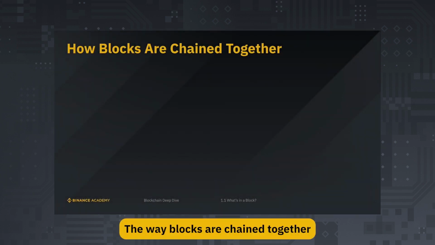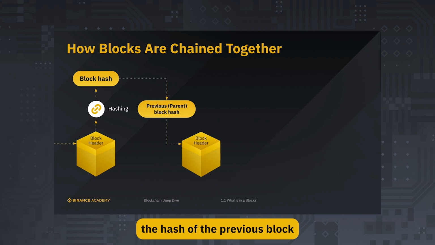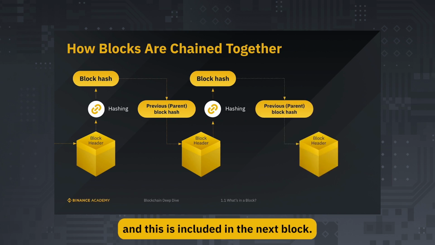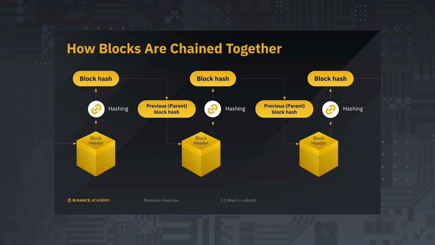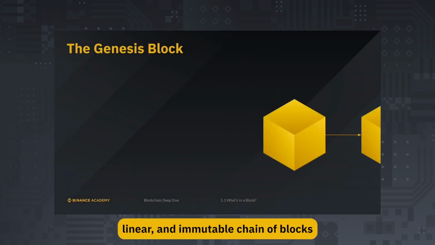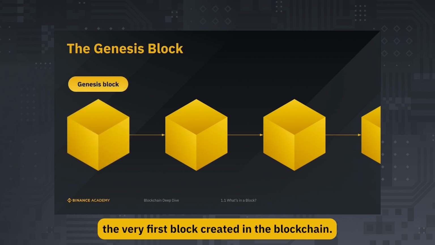The way blocks are chained together is that each block contains the hash of the previous block, known as the parent block hash or previous block hash. The current block generates its own hash by applying a cryptographic hash function to its own block header, and this is included in the next block. This creates a continuous, linear, and immutable chain of blocks going all the way back to the genesis block, the very first block created in the blockchain.